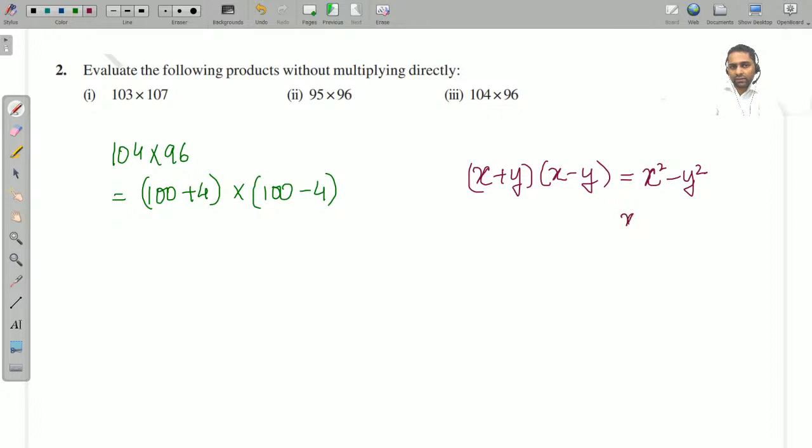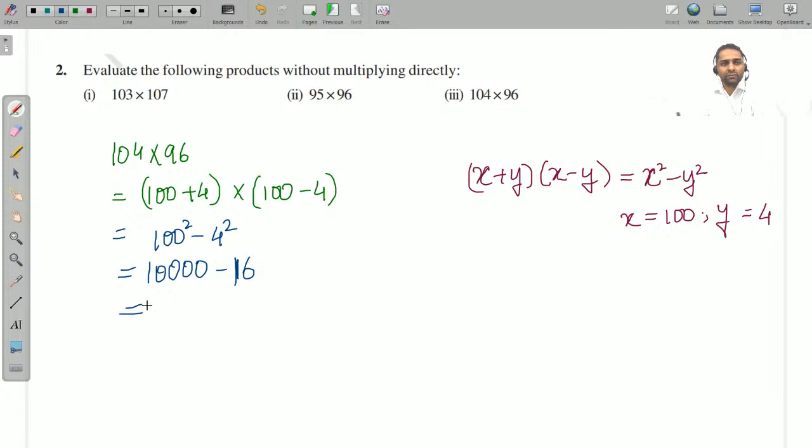So what is x over here? That is 100. And what is y over here? That is 4. Okay. So this will become 100 square minus 4 square. Okay, so 10,000 minus 16. Now 10,000 minus 16 will be, I am going to subtract, but it will become 9984, something like this. Okay, do check the answers at your end also.